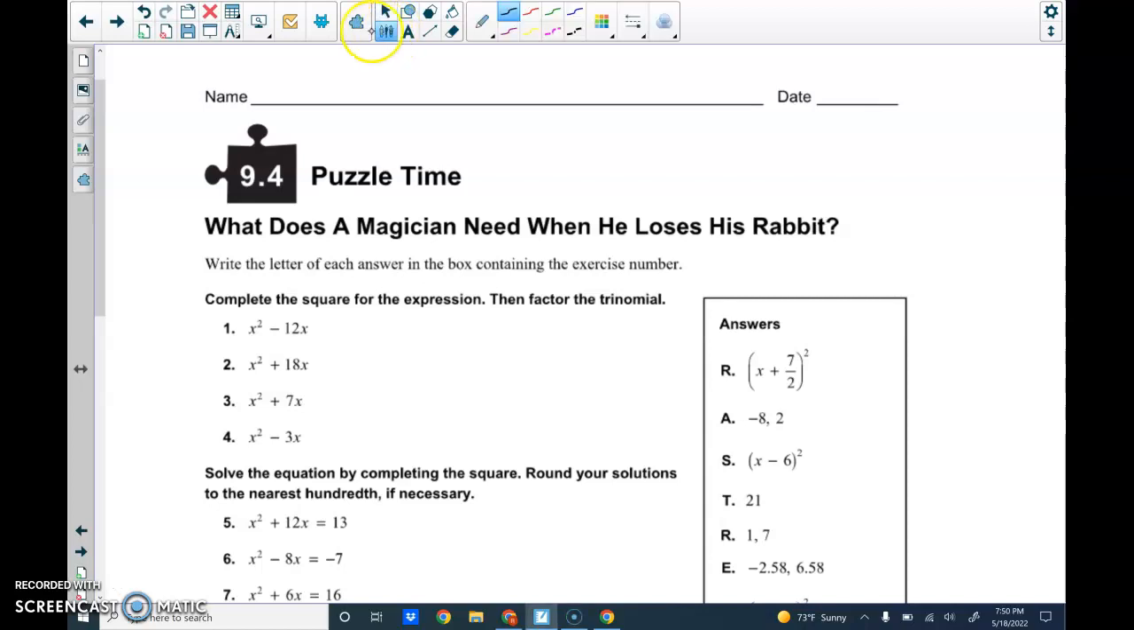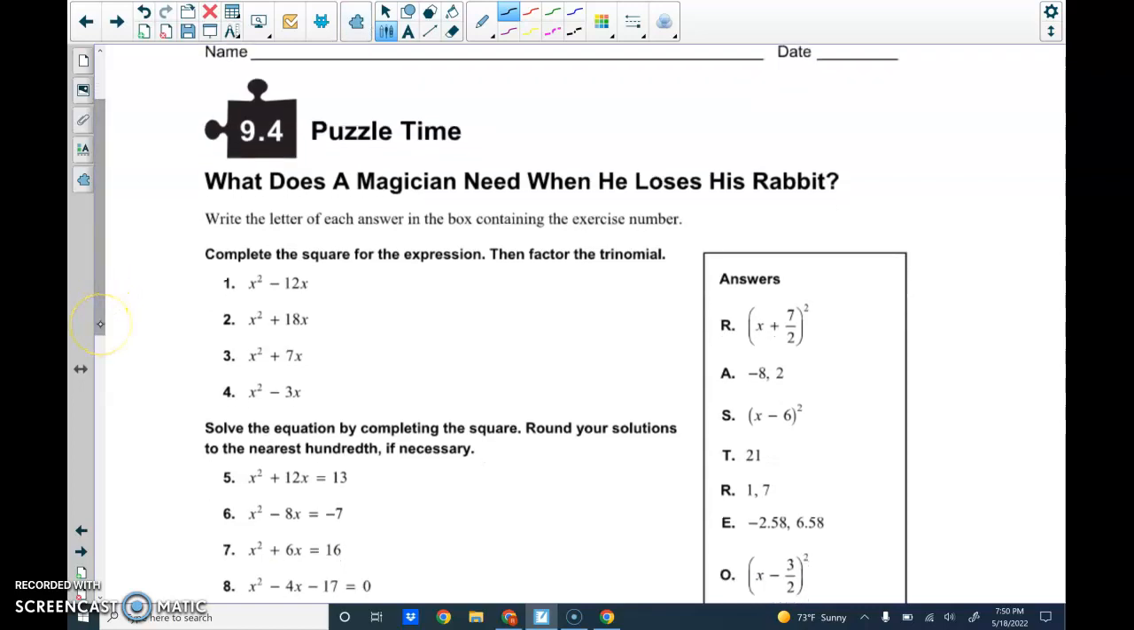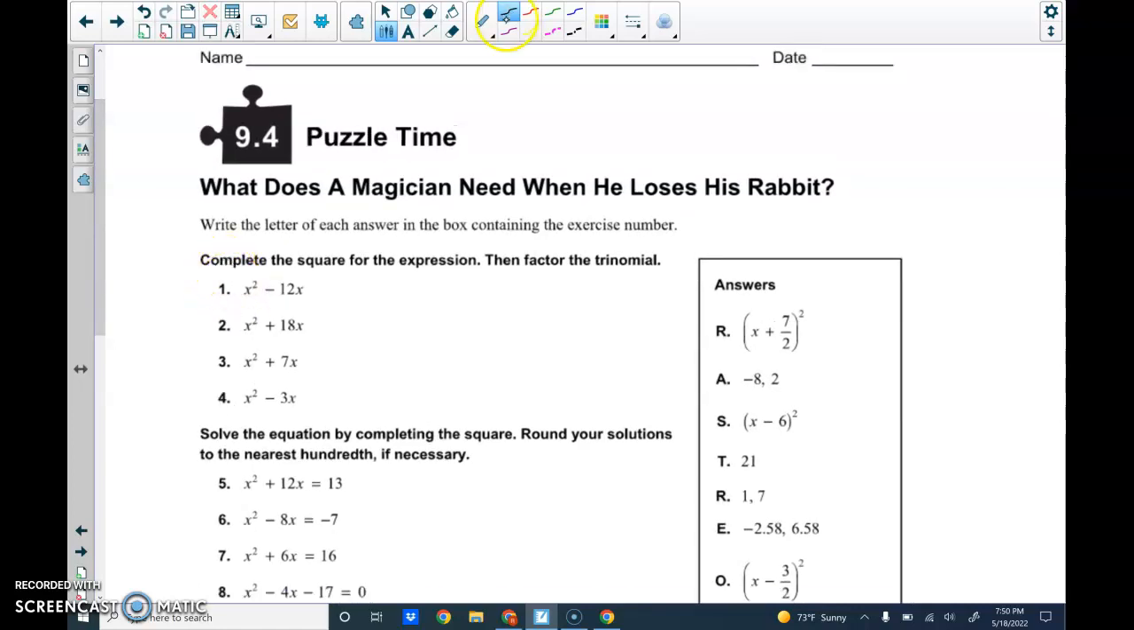So for the first part, we're going to look at 2 out of these 4 first questions. This one says complete the square for the expression and then factor the trinomial. So I'm going to look at one that's a little nicer, like number 1, and one that has not so great numbers, like number 3.